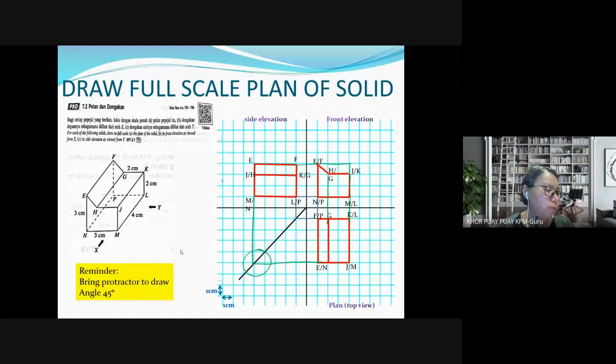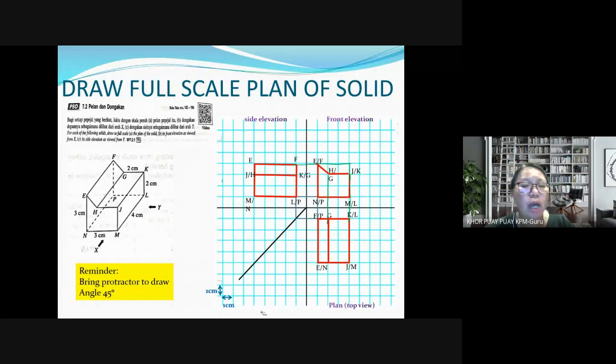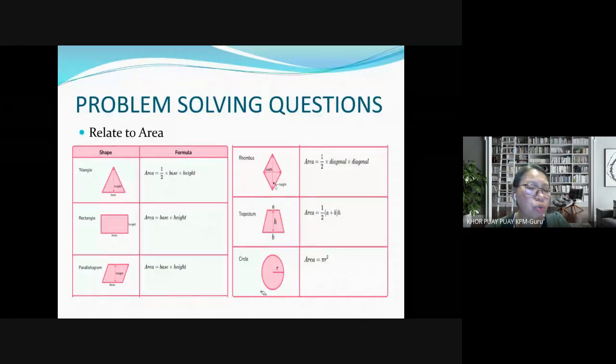It must meet. Okay, so remember to bring your protractor to draw the 45 degrees line, and the pencil must be sharp. You must have your ruler also, a transparent ruler is better. Don't get a wooden ruler, you cannot see anything at the back. Okay, so be prepared with all these things. You have one more day to be prepared, so make sure everyone has all the tools with you.